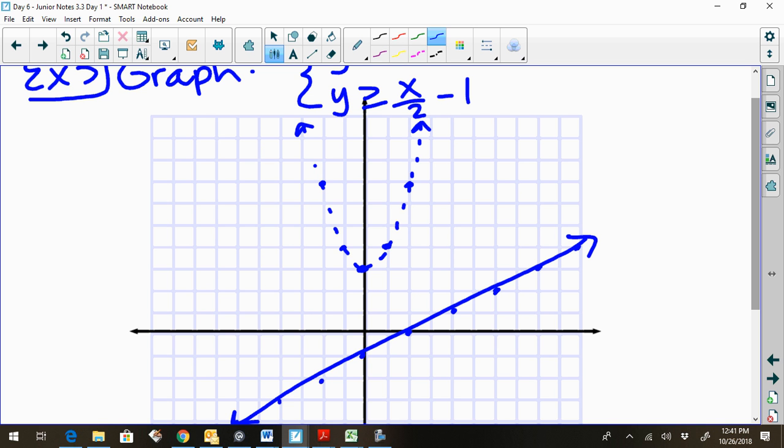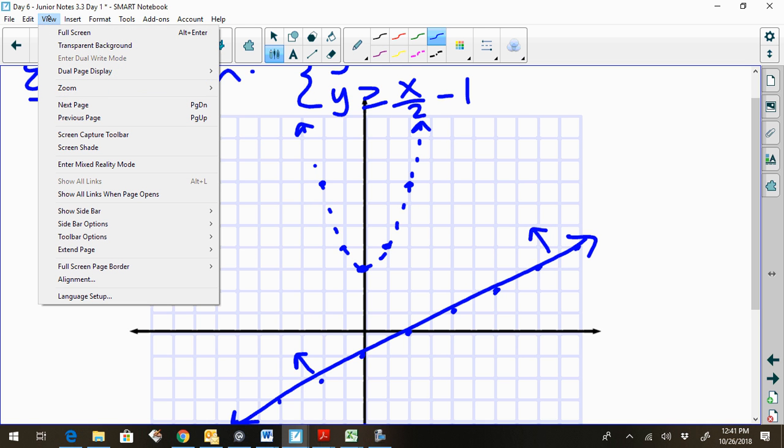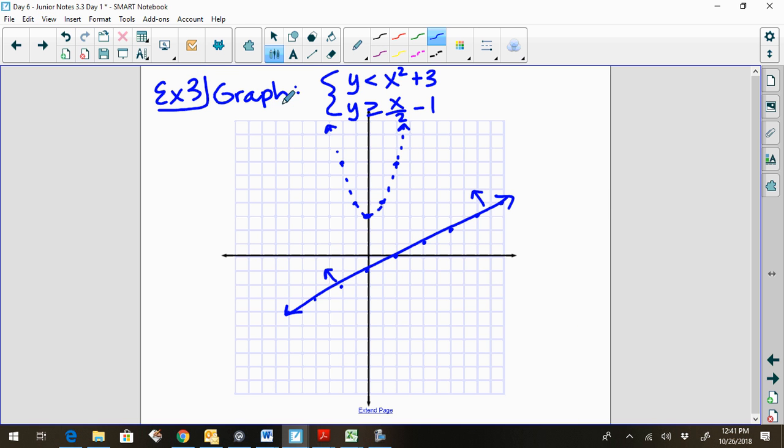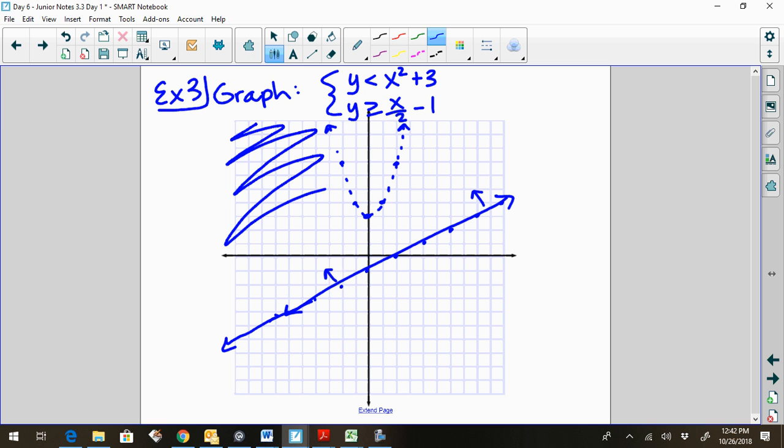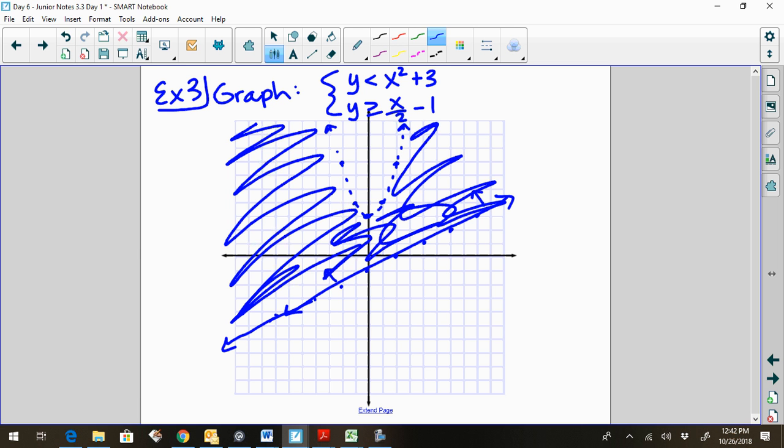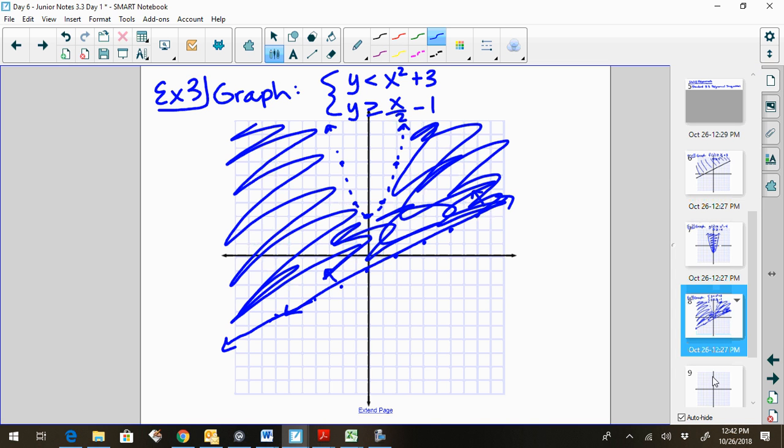So therefore, my graph is going to be above that line, but it's going to be below the parabola. So how this would look, if I looked at the whole thing, we can keep this going, is we would have this part shaded here. Good. So that part would be the shaded part. That would be my answer. Now let's try another one. What if I have this?